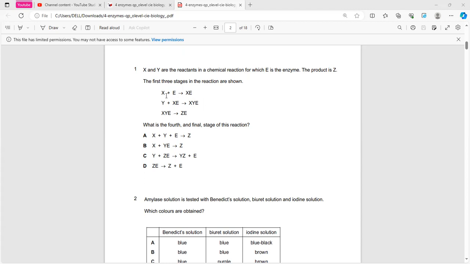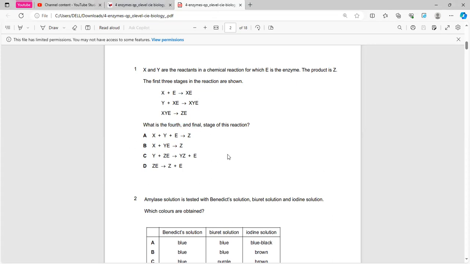So now, as you can see over here, they have combined X plus E to make a combination of X and E. Over here, in this third reaction, you can see X, Y, and E are broken down to form Z and E, and X has been eliminated. So they say, what is the fourth and final reaction?